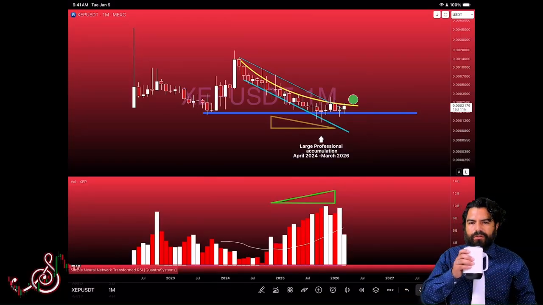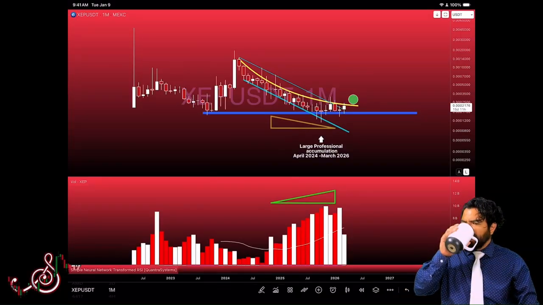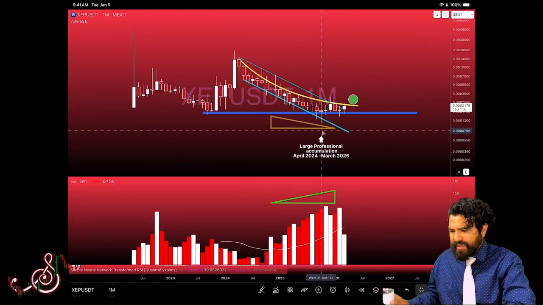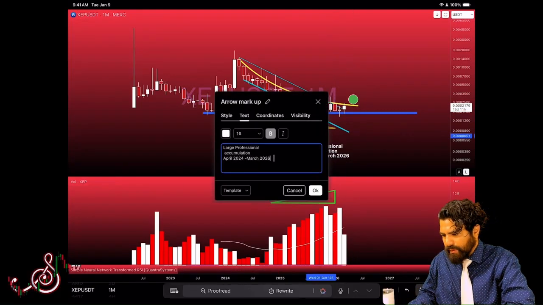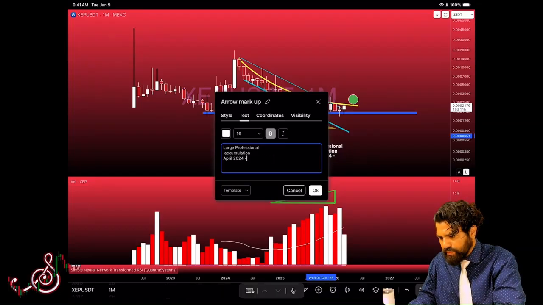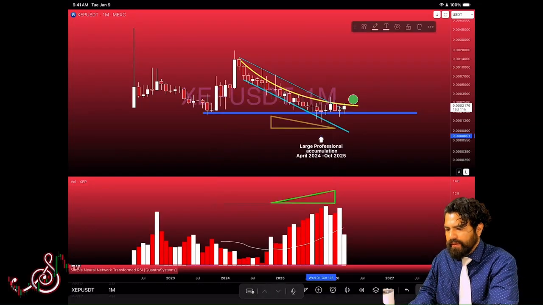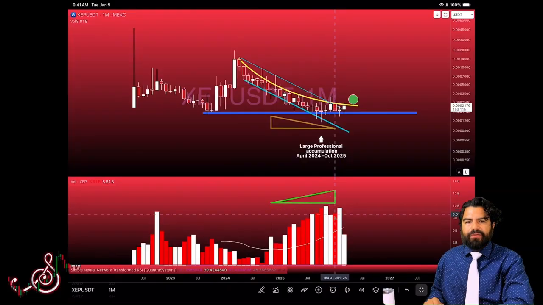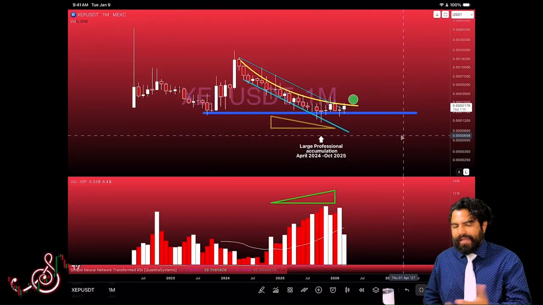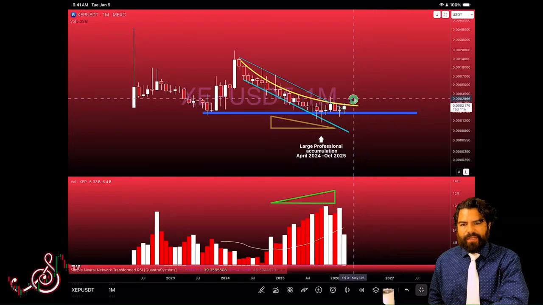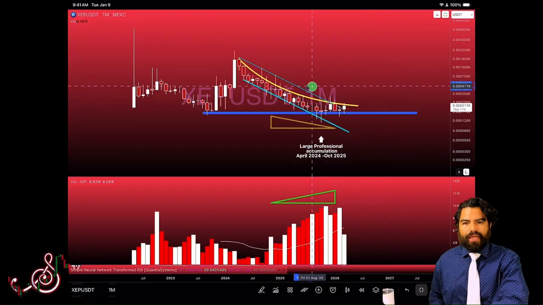Let's talk about, actually, to minimize confusion right now, because we do need to talk about this, I'll put all the way to October 2025, right there, because the volume is changing here. We're going to talk about this in just a moment. Okay, what is now needed for this professional accumulation to be confirmed? The answer is going to be health.